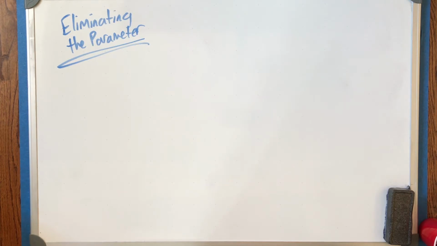Next set of questions are all going to be on something called eliminating the parameter. Now remember, the parameter is t, so what we're basically doing is eliminating t, and we're combining these equations back together. So we're switching from parametric equations where x is defined by t and y is defined by t to rectangular equations where y is defined by x.